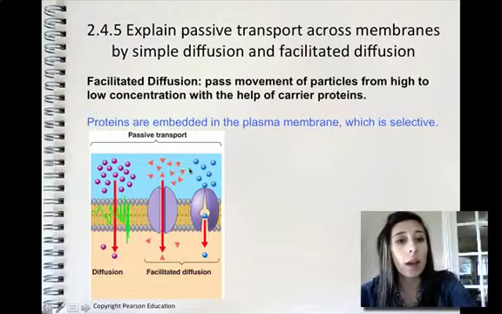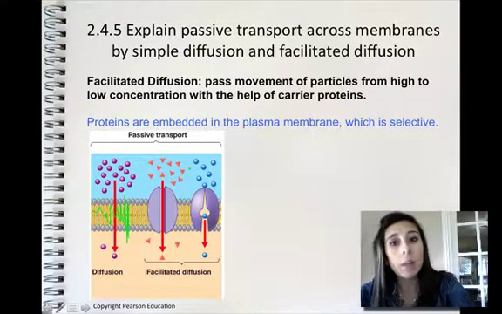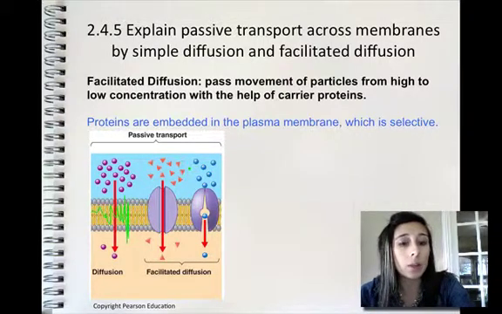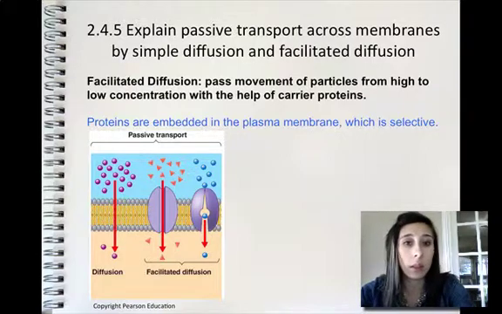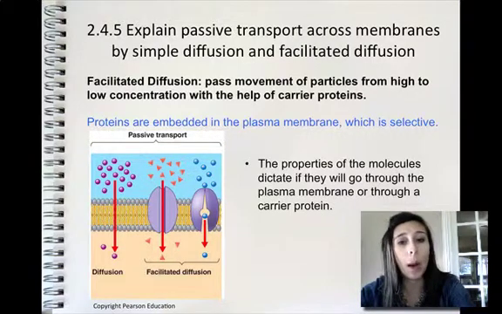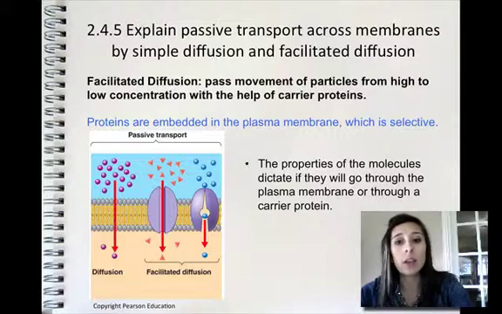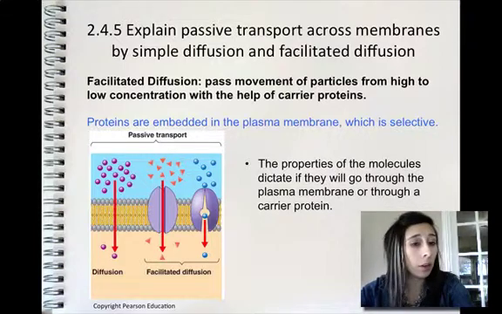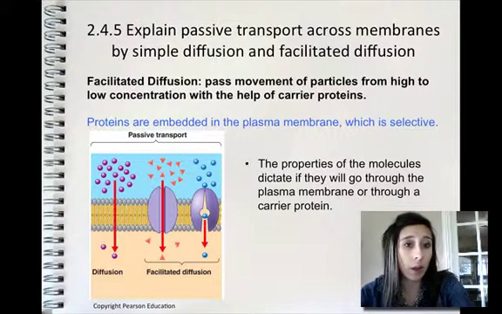These proteins are embedded in the plasma membrane, and remember that these molecules that can't necessarily go through the plasma membrane, it's due to the fact that the membrane is selective. The properties of these molecules actually dictate if they're going to go through the membrane. So like I was saying, for example, water is hydrophobic. It's not going to go through that plasma membrane. It's going to use the help of a protein carrier.